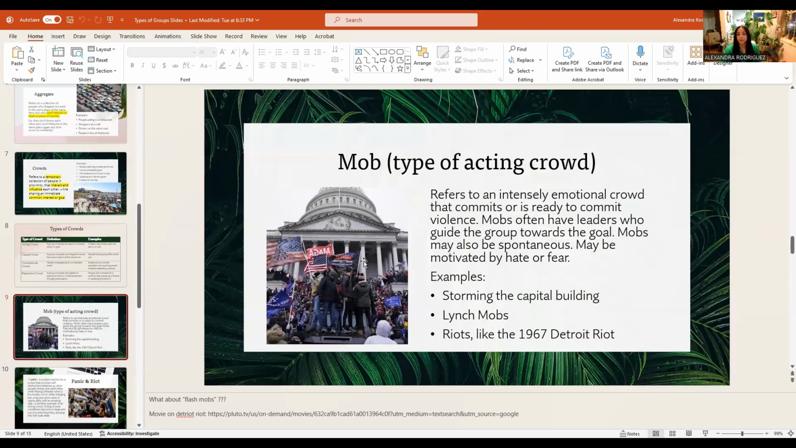So again, storming the Capitol building. In my other video, I discussed, was it spontaneous? How spontaneous? How do you define spontaneous? I would maybe classify this as spontaneous. I don't think that they planned too long about this, maybe a week or two. So spontaneous is up to you. But other examples could be lynch mobs or riots like the 1967 Detroit riot. I go more into detail about that in my other video, but I highly recommend that you watch the film Detroit to get more insight on the process and experience of a riot.